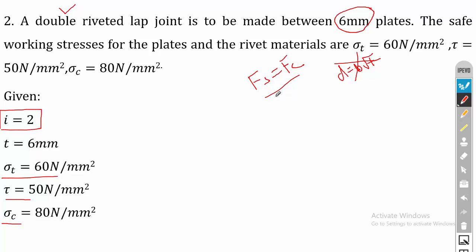Then for calculating the distance between two rows, actually we have two equations. One is for chain and the other one is for zigzag. So here in the problem they haven't specified anything about that. So you can consider either the chain type of riveting, or otherwise you can consider the zigzag type of riveting, and you can calculate the distance between two rows, and finally you can calculate the efficiency. So this is how we have to solve the problems on lap joint.